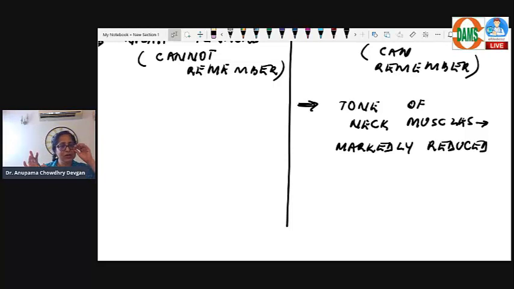Again, a common experience when you're traveling in the bus. The fellow who's sitting next to you, what happens to his head after some time? It topples like this, isn't it? He goes into REM sleep. The tone of the neck muscles is markedly reduced. This is typically seen in REM sleep.